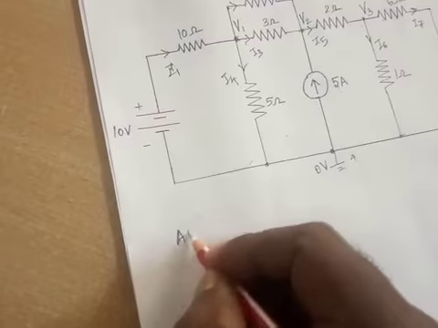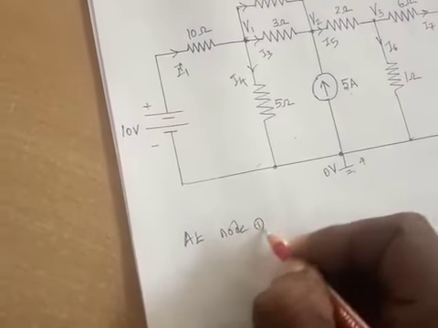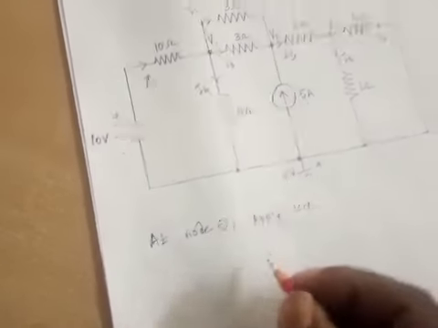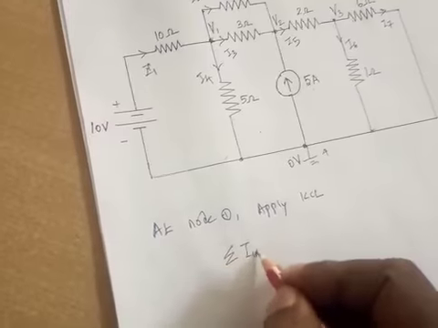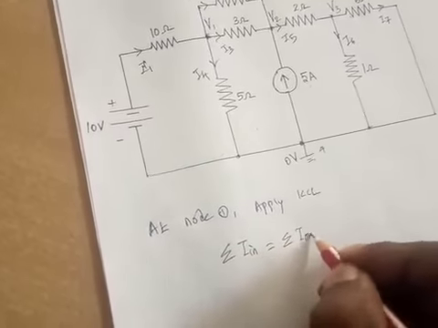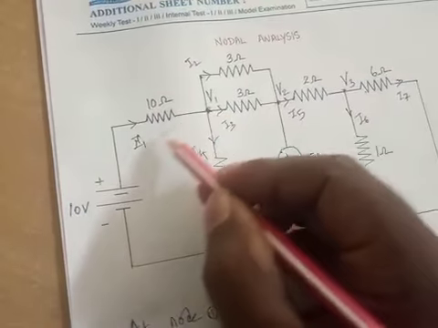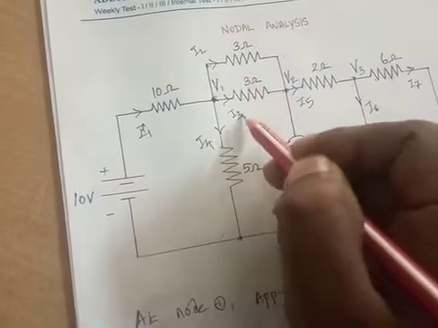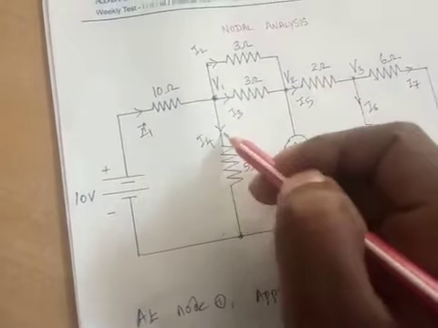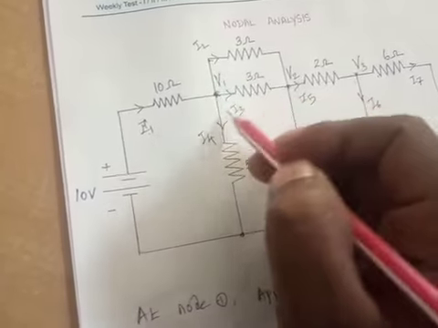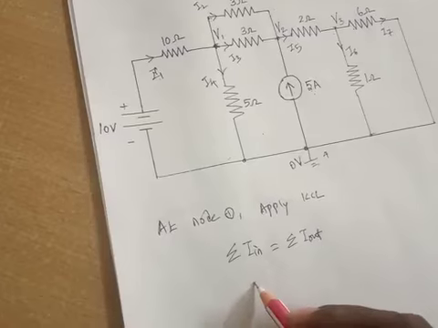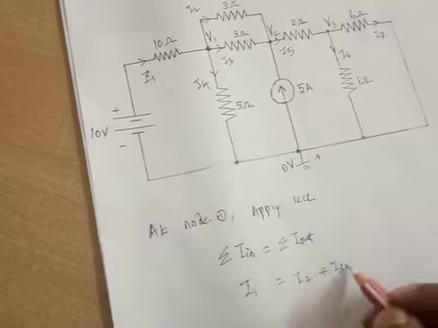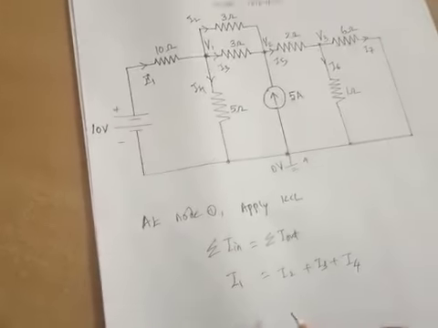At node 1, apply KCL. So what is KCL? In a node or junction, sum of incoming current equal to sum of outgoing current. So your I1 is incoming current with respect to node 1, but I2, I3, I4, all the currents are considered as outgoing current because it is away from the node. So we can write the KCL. I1 is incoming current, I2, I3, I4 all are outgoing current.